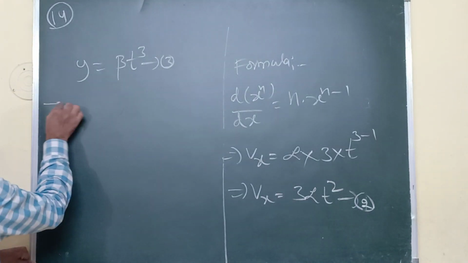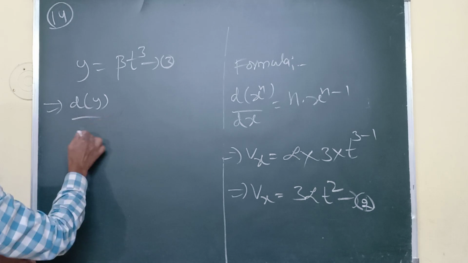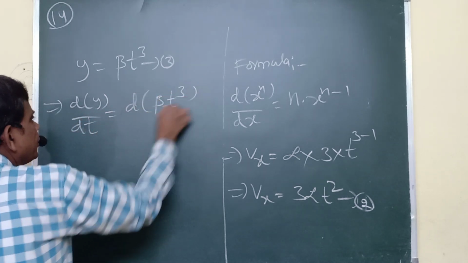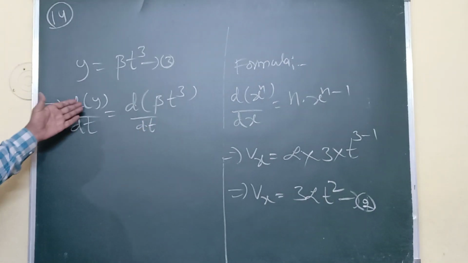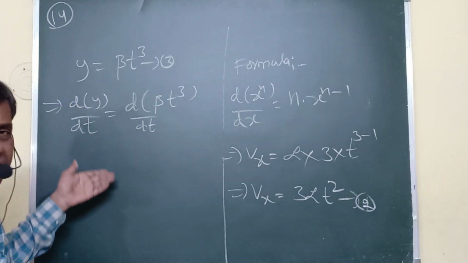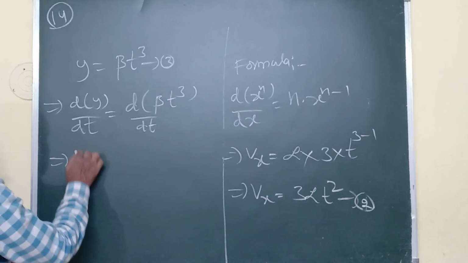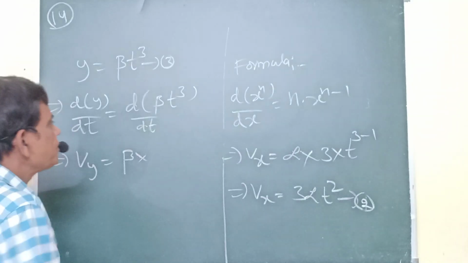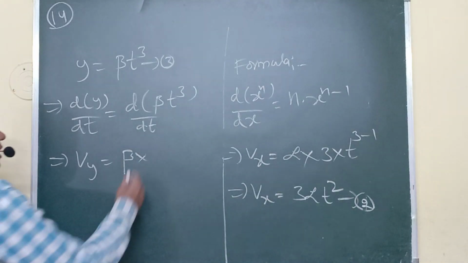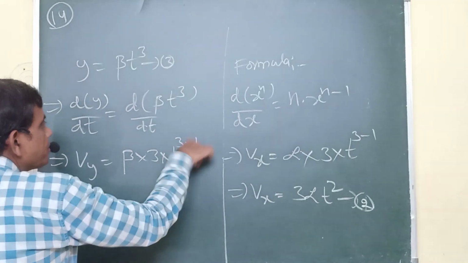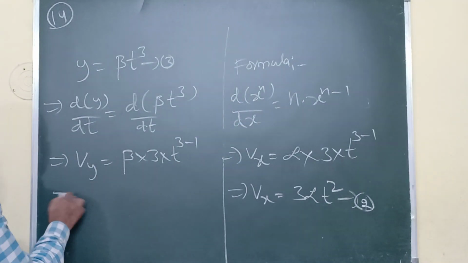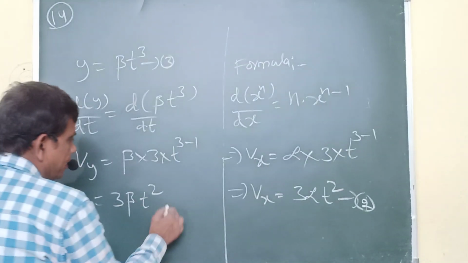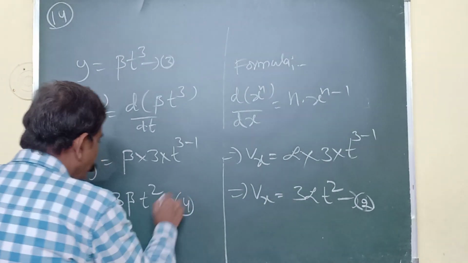Differentiation of y with respect to t equals differentiation of beta t cube with respect to t. Rate of change of displacement is called velocity. Y means along y direction, so Vy component. Here beta is the coefficient, so it comes beside. Same formula, differentiation of x power n: 3 into t power 3 minus 1. So the Vy component equals 3 beta t square. This is my equation number 4.